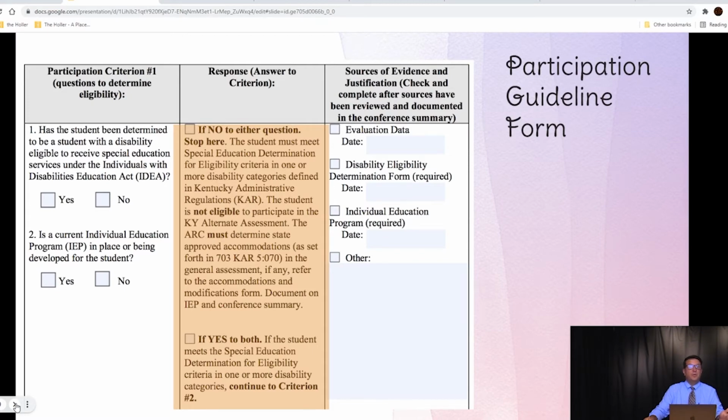If the eligibility criteria has not been met and we can't verify that the student needs this, that's one case. Otherwise, the eligibility is in fact there and there's an IEP in place. And if both, then we move on. You can see that we have to have the eligibility determination form, that's a required form, and the IEP form, and the dates for those forms need to be entered into this participation guideline form for proper documentation.